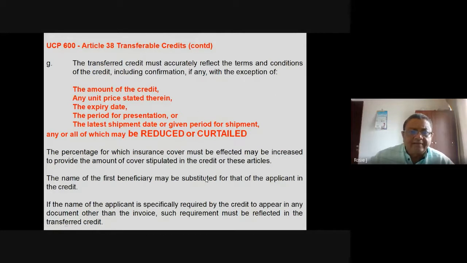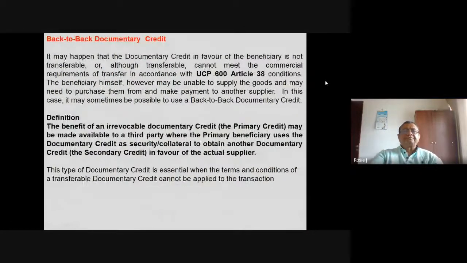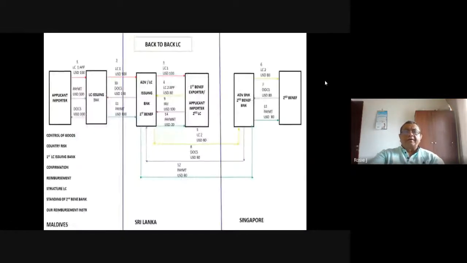You can read the article. It says what you can change and all. The name of the first beneficiary may be substituted for that of the applicant. So that is that article, right? I already explained all the things, right? Now we're going to back-to-back.